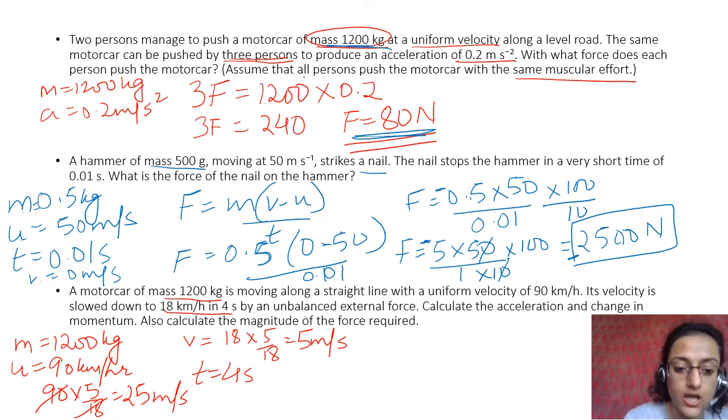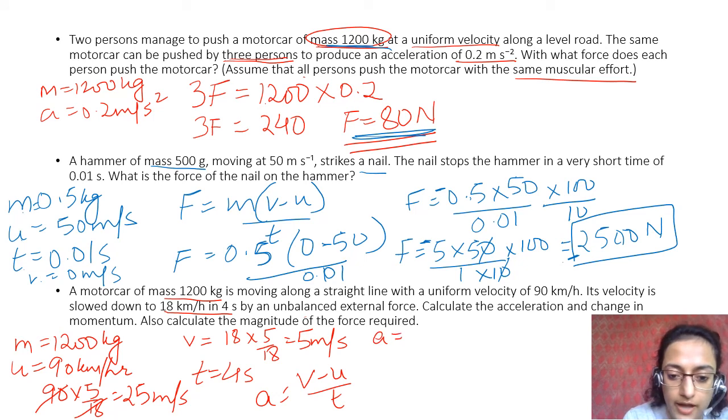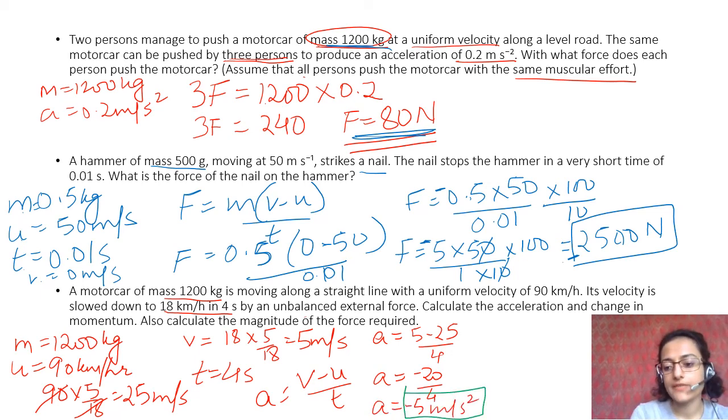Calculate the acceleration. How do we calculate the acceleration? Simple. (V minus U) by T is equal to acceleration. 5 minus 25 upon 4 is equal to minus 20 upon 4, which is minus 5 meter per second square. This is the acceleration, right? And why is it minus? Because it is reducing the speed. So it is opposing the direction of motion.